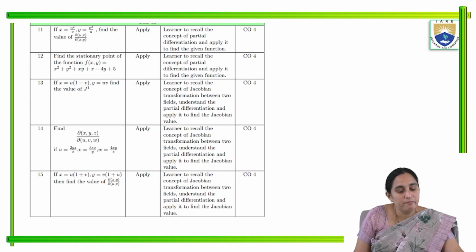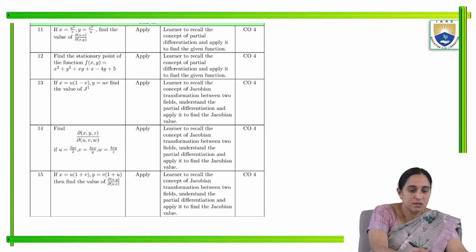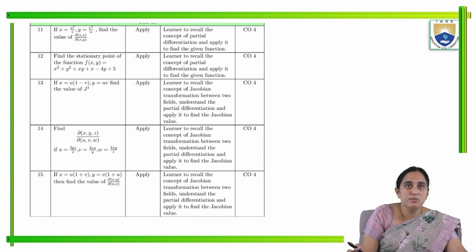And next, if x is equal to u square by v and y is equal to v square by u, find the value of dou of u v by dou of x y. This comes under Jacobian. Okay, Jacobian. Here x is in terms of u v, y is in terms of u v. That means two variables. And next, 12th question, find the stationary points of the function f of x. Okay, stationary means we have to find out the maxima or minima value for the function with respect to the concept of maxima or minima.